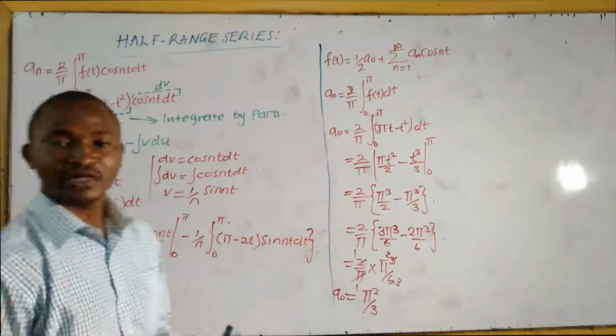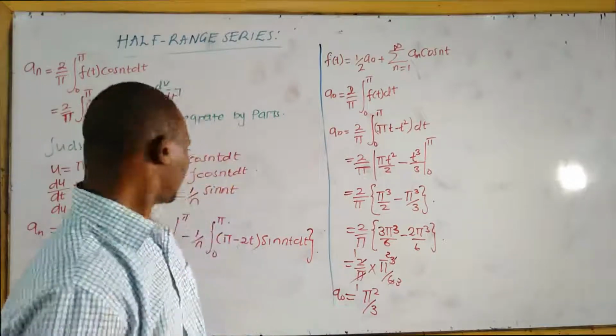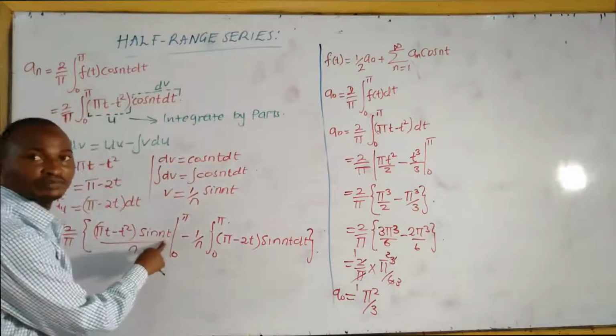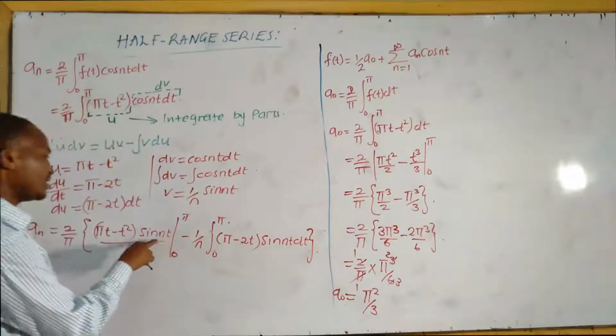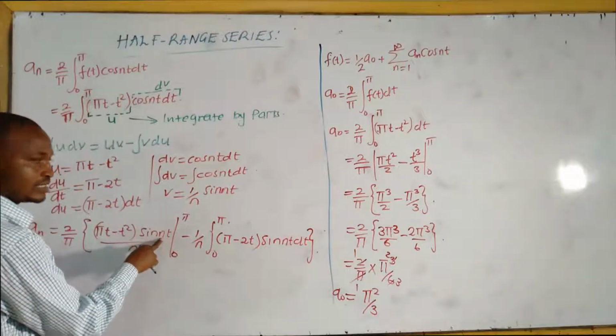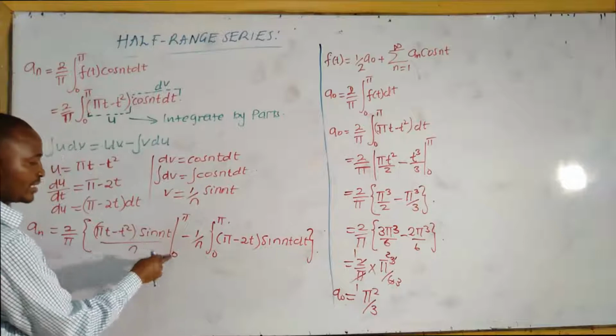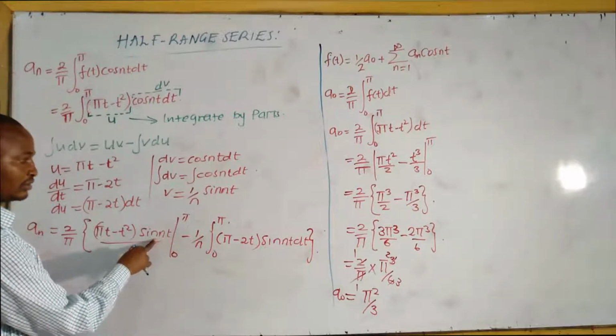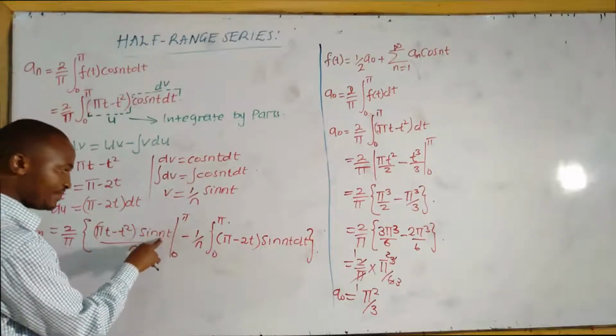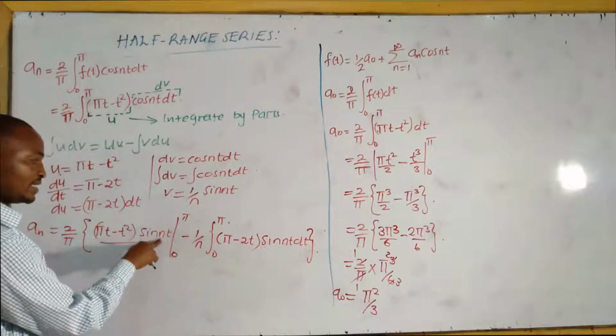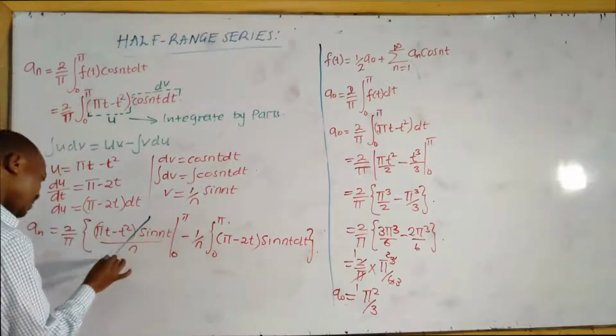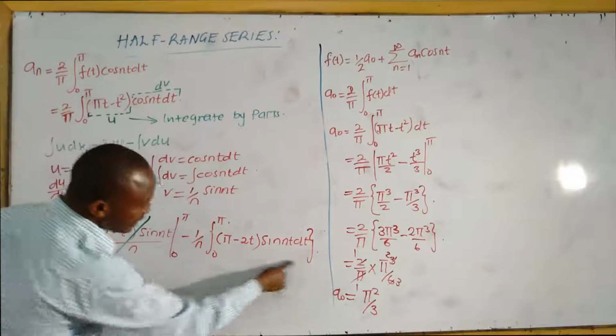Now, because you are gaining more experience in Fourier series, we can drop this one to make our work easier. Sin n pi is 0. Substitute this upper limit here, sin n pi is 0. Substitute the lower limit, sin 0 is 0. Drop this 0. You only have to worry about this one.